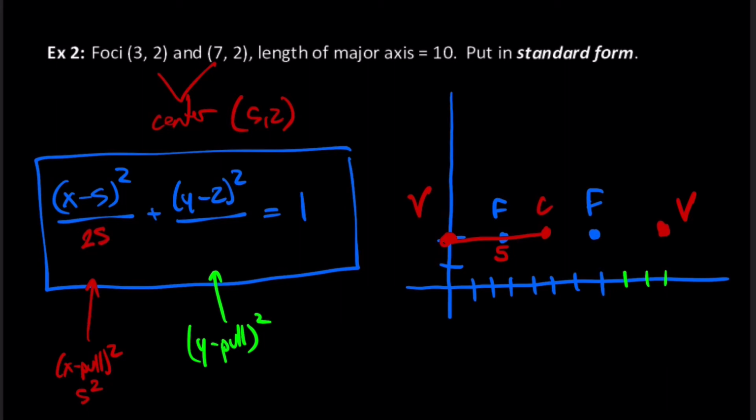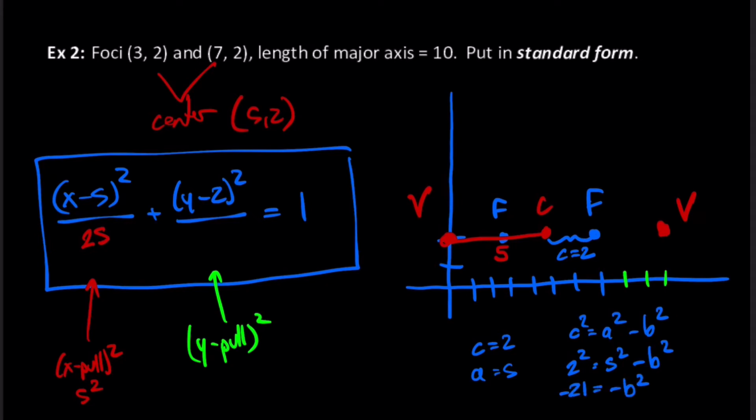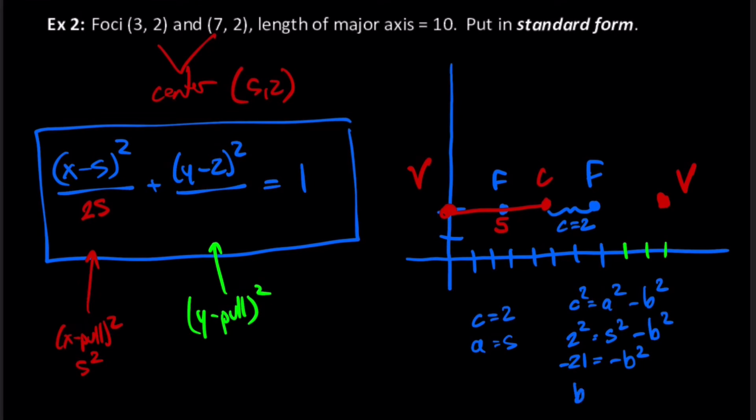Now, how do we get the y pull? It doesn't say anything about the minor axis, but I do know c. C is the distance from the center to the focus. C equals 2. A in this case is the x pull, so I know c equals 2, I know a equals 5, and remember that critical formula: c squared equals a squared minus b squared. So I'm going to set this up. C squared, 2 squared, equals 5 squared minus b squared. So that's 4 equals 25 minus b squared. You subtract that, you get negative 21 equals negative b squared, and then obviously b squared equals 21.